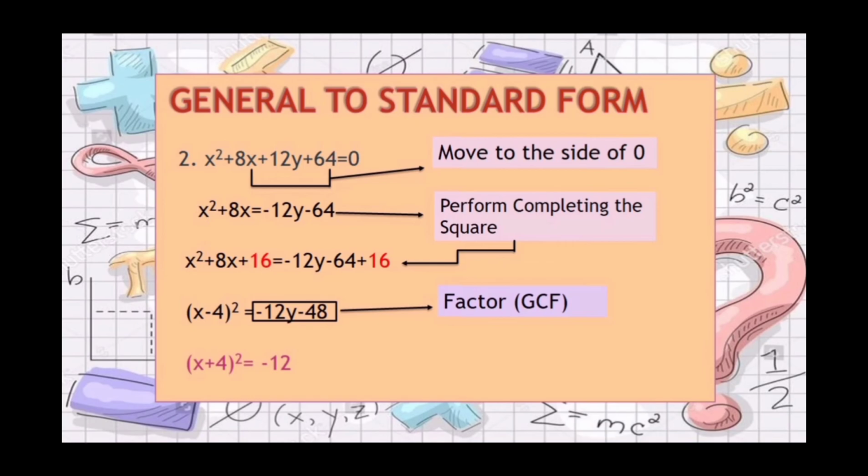So let us rewrite the quantity of x plus 4 squared. And then let us factor negative 12y minus 48. The greatest common factor between negative 12y and negative 48 is negative 12. And then let us divide negative 12y by negative 12, that is y. Negative 48 divided by negative 12, that is positive 4. And this will be the standard form of the equation of the parabola.